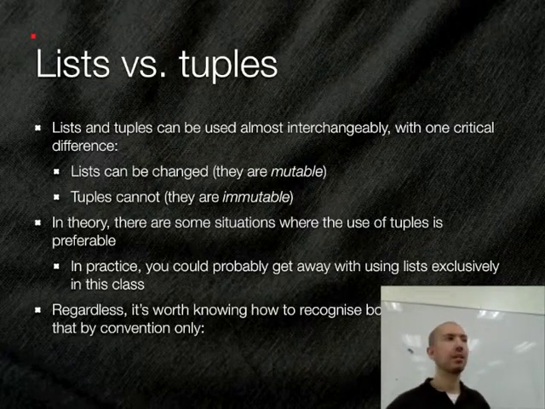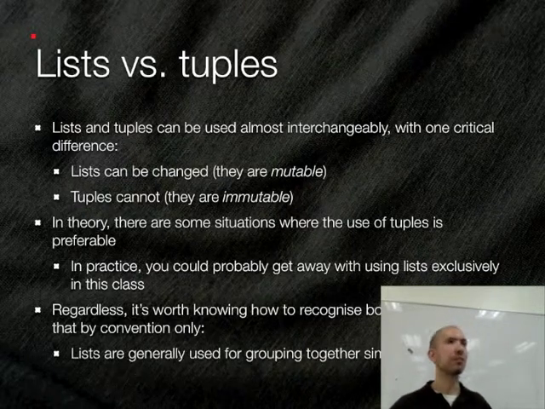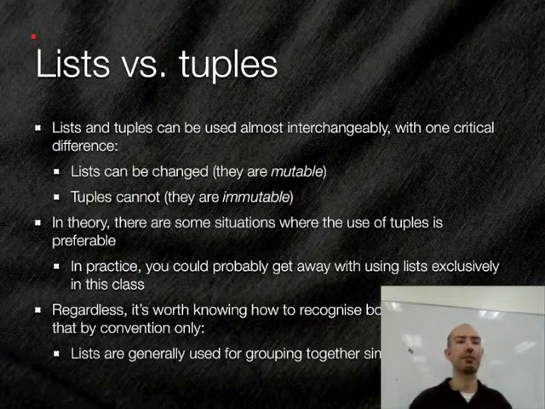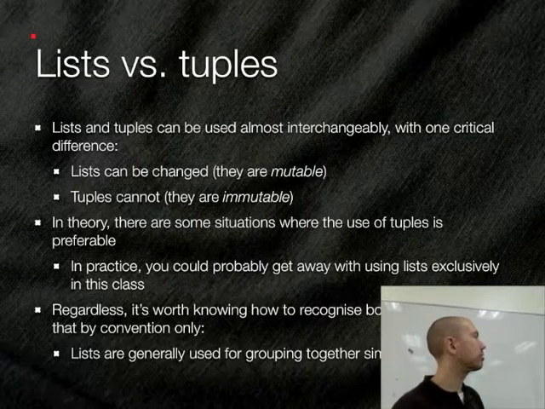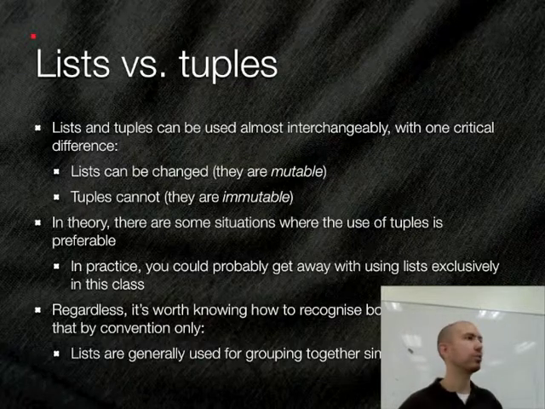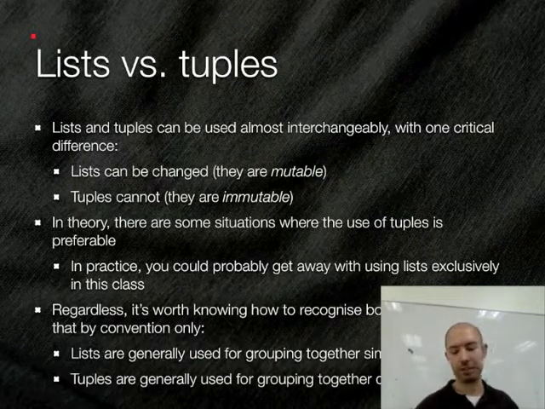So mostly we can just use lists in this class, but it's worth knowing that there is a difference between them and to be aware of some conventions. By convention, this is not a rule of the Python language, but it's mostly a practice that people follow. Lists are generally what you would use to group together similar items, and tuples are generally what you would use to group together different items.